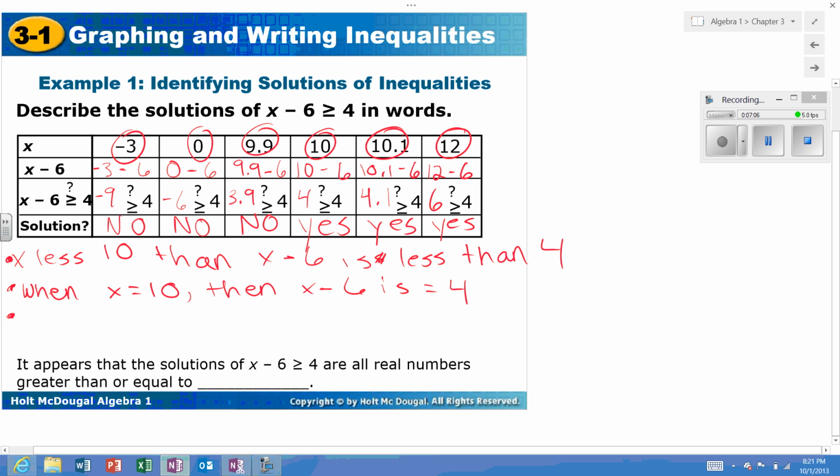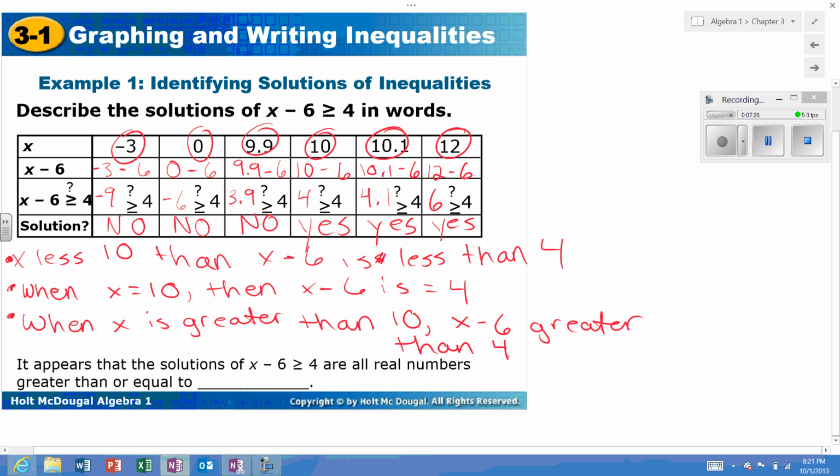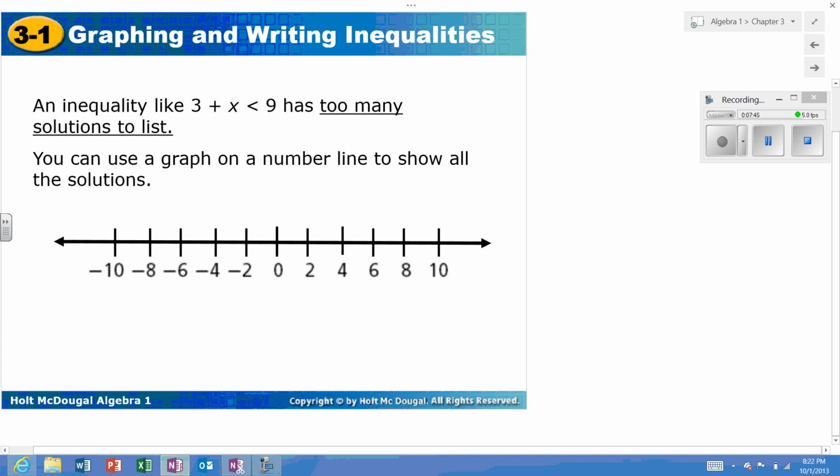And finally, when x is greater than 10, we would get that x minus 6 is greater than 4. So basically any number 10 or above, when we plugged it into x, satisfied the inequality. So it appears that the solution is that x is all real numbers greater than or equal to 10. Okay, so on to the next slide.